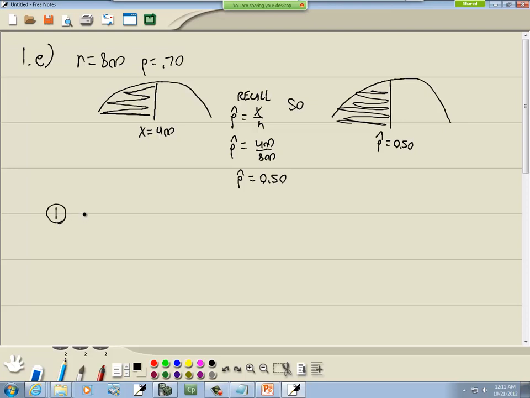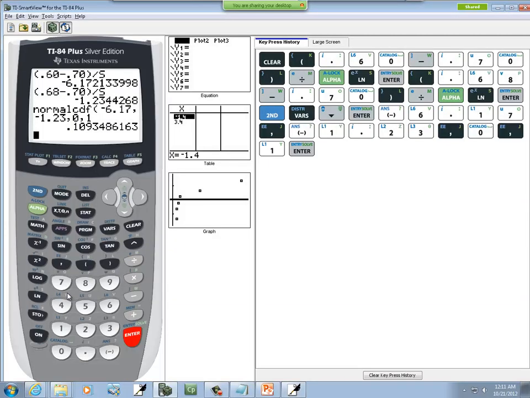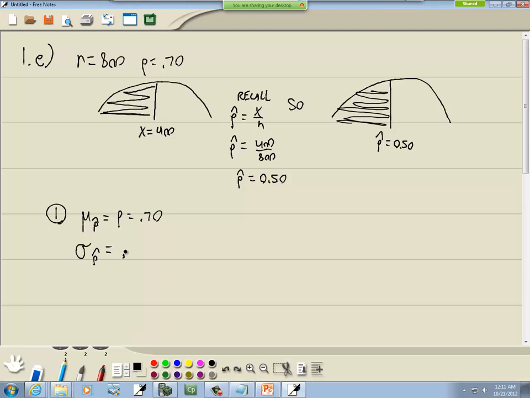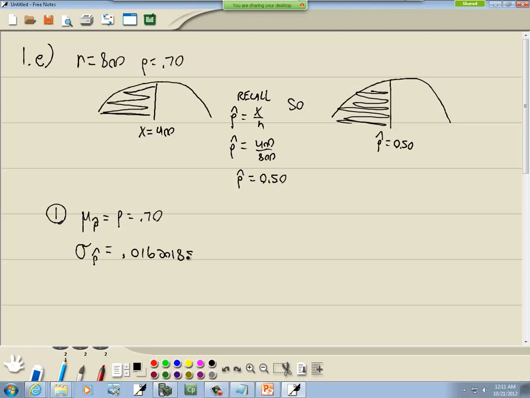Okay, so sigma sub p hat is equal to the square root of p times q over n, where p is 0.70. I won't go over it again. I think you've seen it enough that you're probably ready to snap. Let me do alpha ln. It's this value. Look at parts B, C, and D if you have forgotten how to do it. 0.016201 8517.